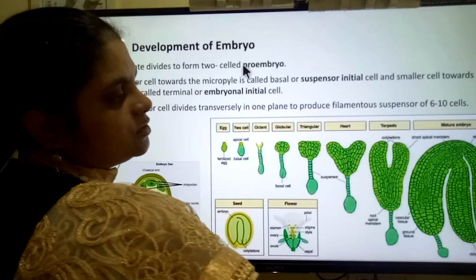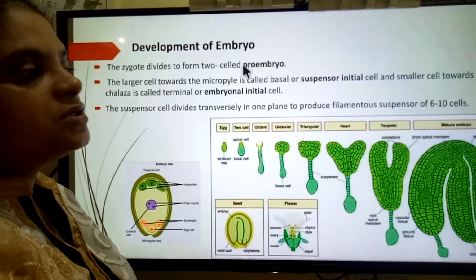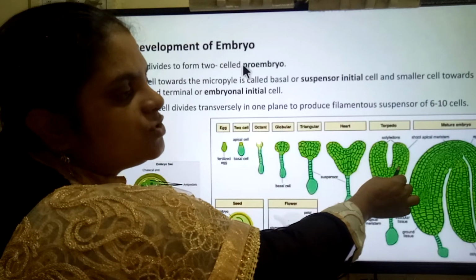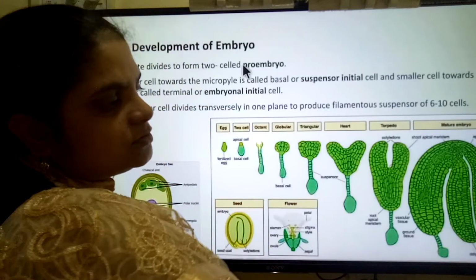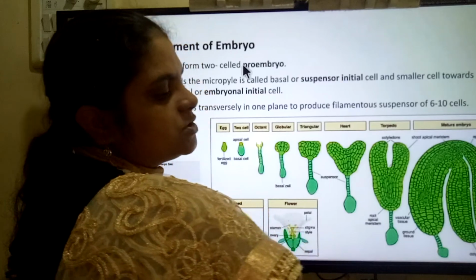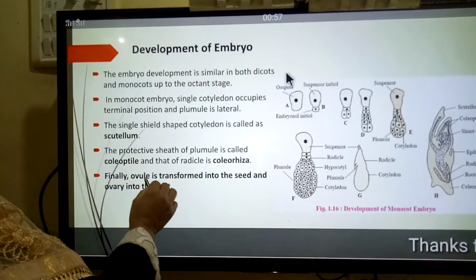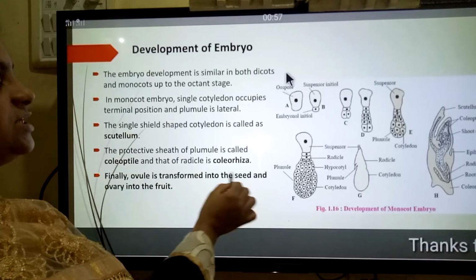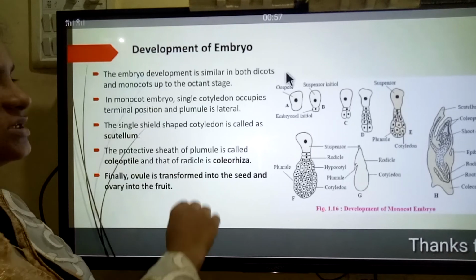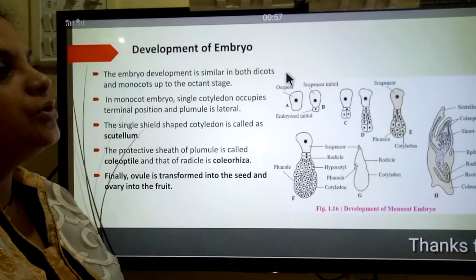This is the dicot. This kind of development we observe in the dicot embryo. This becomes heart shape, then heart shape becomes horseshoe shape, and these two become long cotyledons. So this is the development of embryo. Finally the ovule is transformed into the seed and the ovary into the fruit. So this kind of structure we observe in the development of embryo. Thank you.